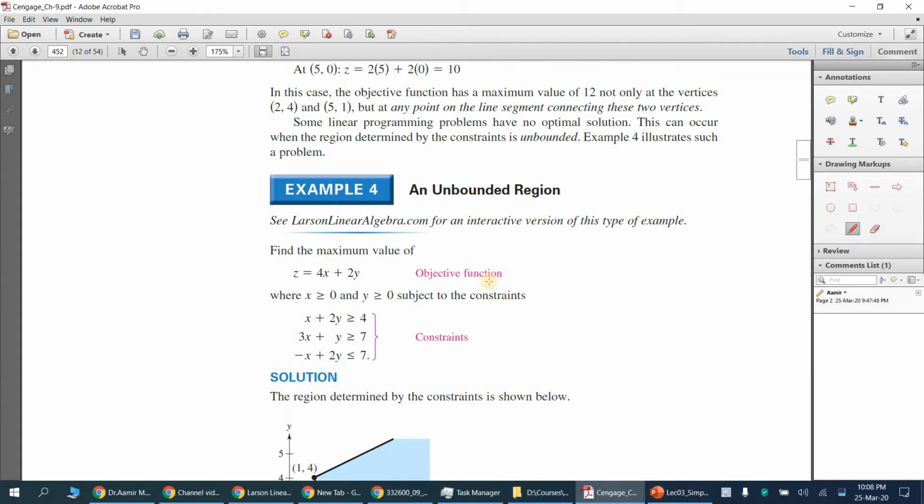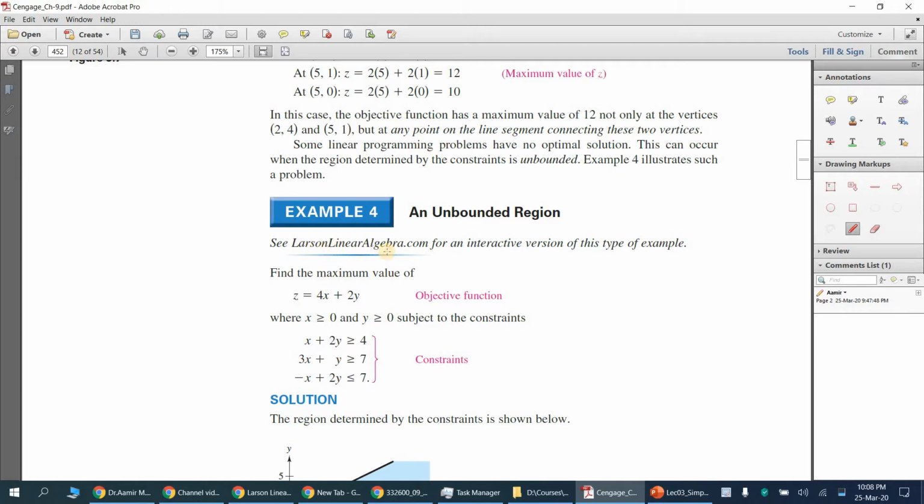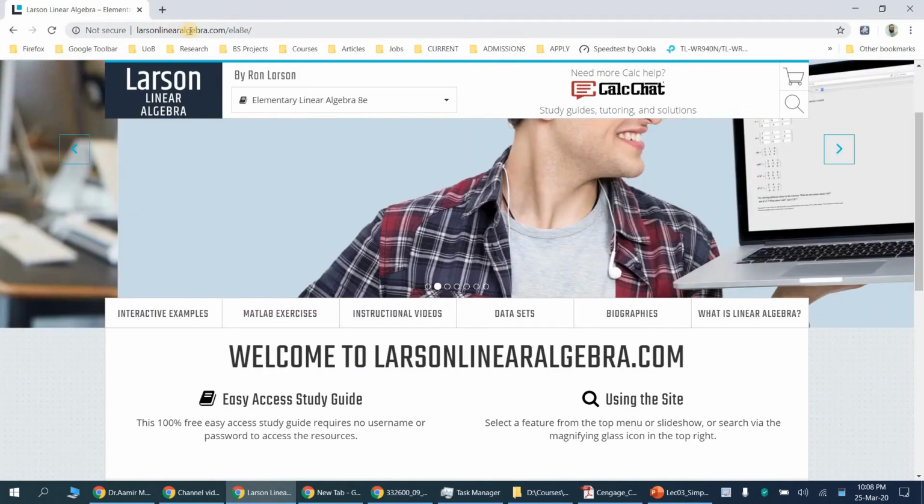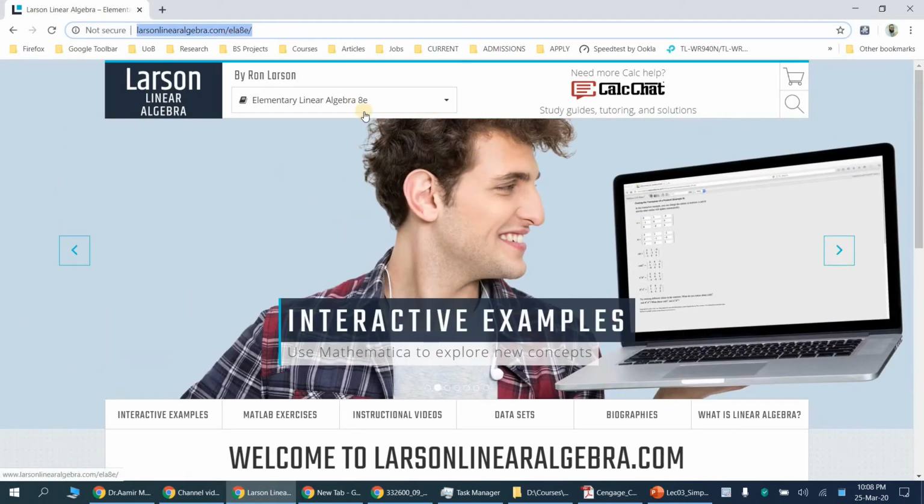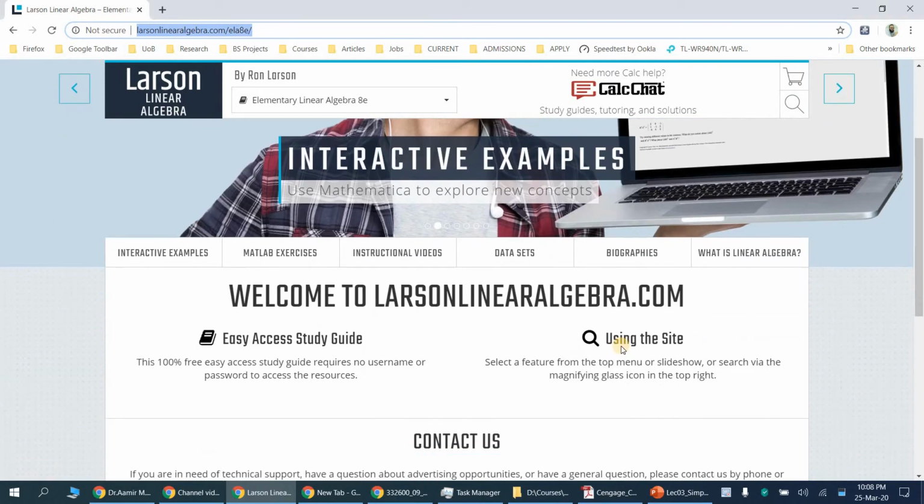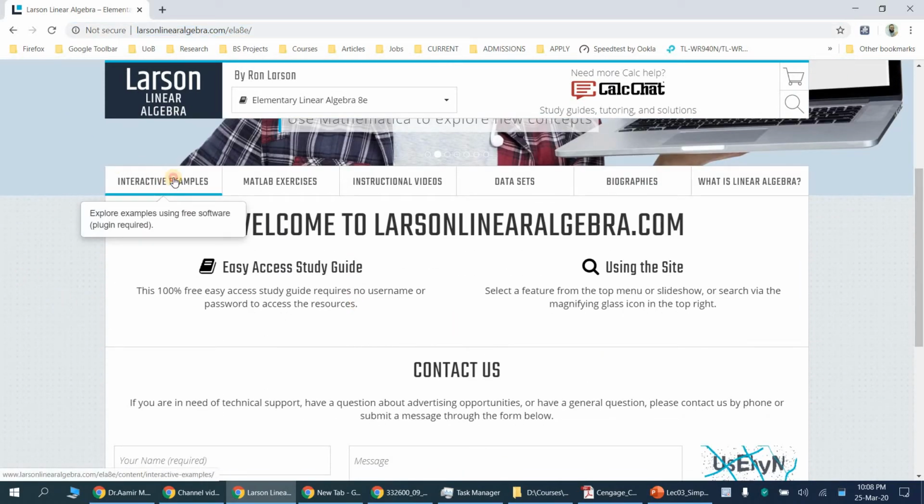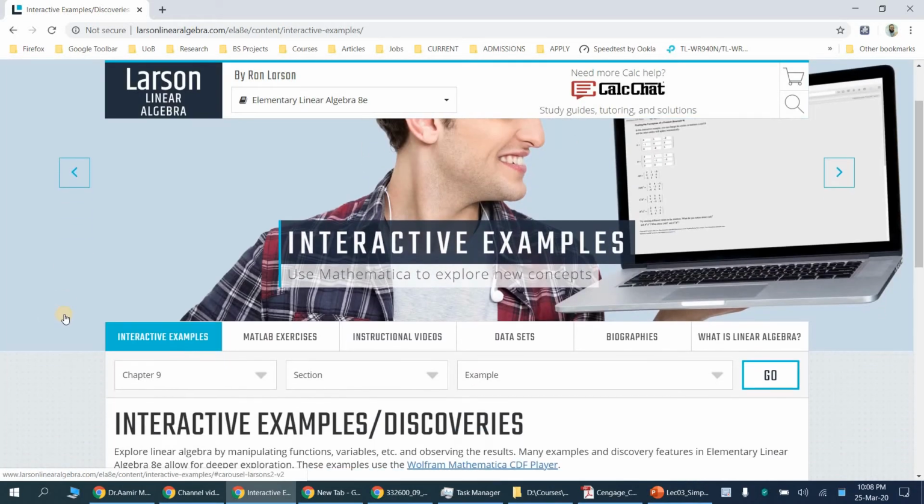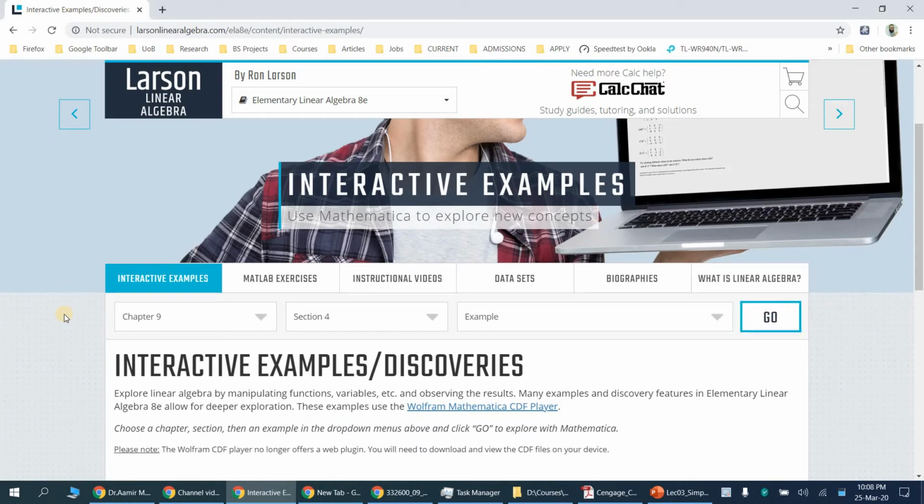So you see over here, one more thing that's given is a website. The name is given over here: larsonlinearalgebra.com. I have already opened it. So here it is, Larson Linear Algebra. If you go on this website, they have given some interactive examples. So click on these examples. This is a nice book. They have lots of examples. That is the best thing about this book. You will see a lot of material on the internet, and many times they don't explain the things.